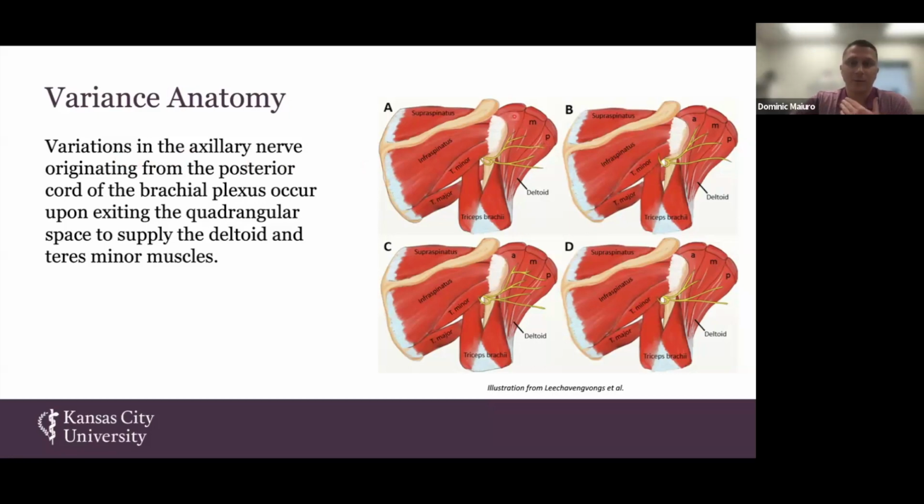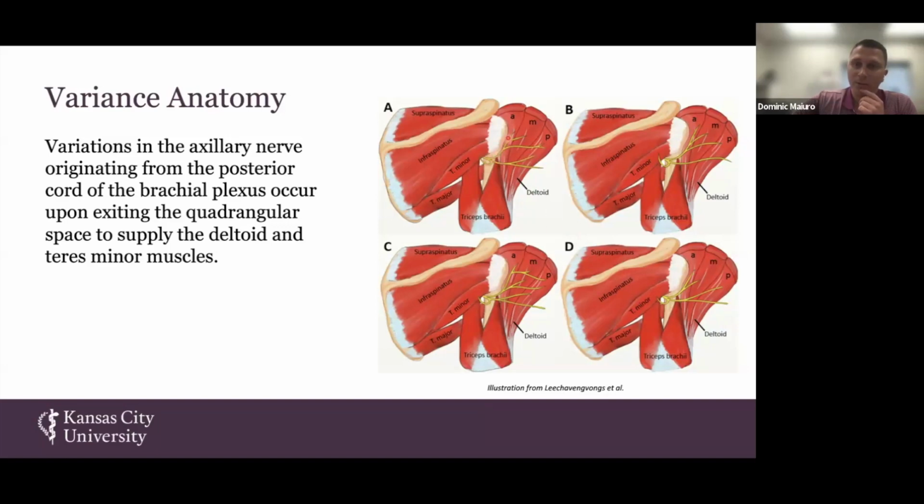So there are 3 bellies to this deltoid here. The deltoid normally attaches to the posterior aspect of the scapular spine, the acromion, and some part of the clavicle. And so we have peeled it off so that you can see the quadrangular space and the branching points. So there are 4 very classic variations, A, B, C, and D. And A is the most common and D is the next most common.